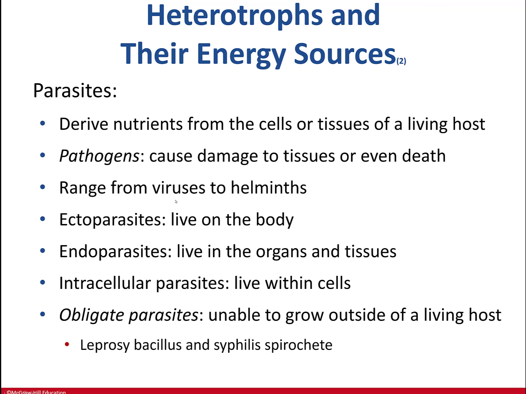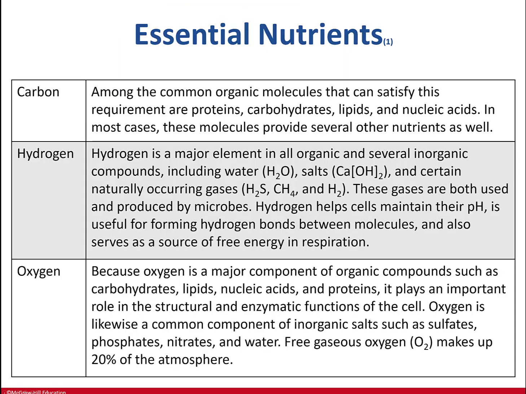Parasites range from viruses to helminths, so we can use viruses and worms. Ectoparasites live on the body. Ecto, like ectoderm, is the outer protection of an animal. Endoparasites live in the organs and tissues, those are inside. And intracellular parasites live within the cells themselves. So these I do want you to know, so you can highlight these. It's important to add that to your repertoire of understanding. So let me go back.